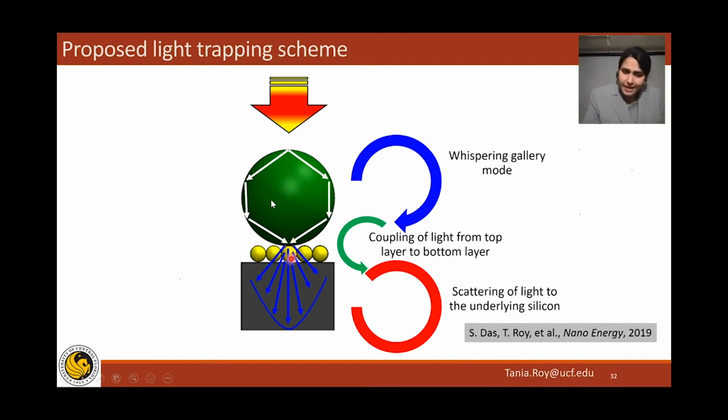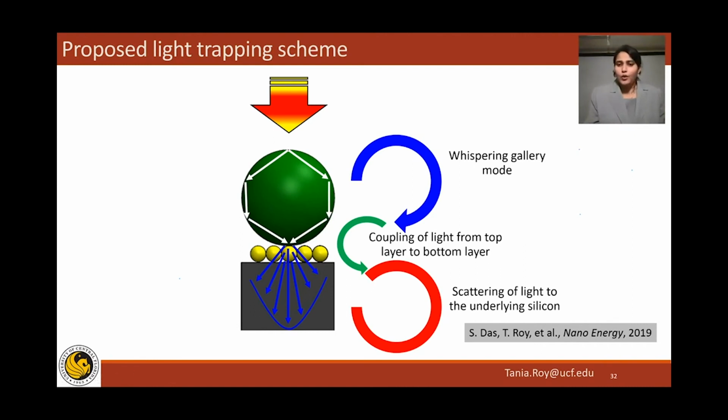Now this can only leak light to the lower layer, which has a higher refractive index. So here is the only escape path. The light leaks to the lower layer. This has a higher refractive index. And then these are small and they will be able to scatter the light efficiently to the underlying substrate.